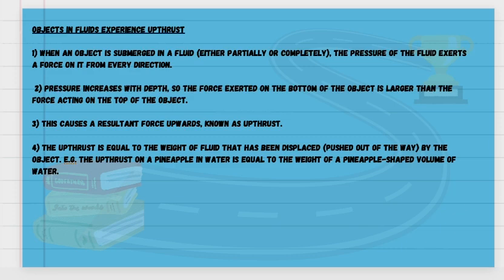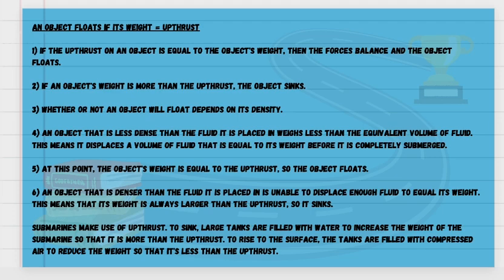The upthrust is equal to the weight of the fluid that has been displaced, pushed out of the way by the object. For example, the upthrust on a pineapple in water is equal to the weight of a pineapple-shaped volume of water. An object floats if its weight equals upthrust.